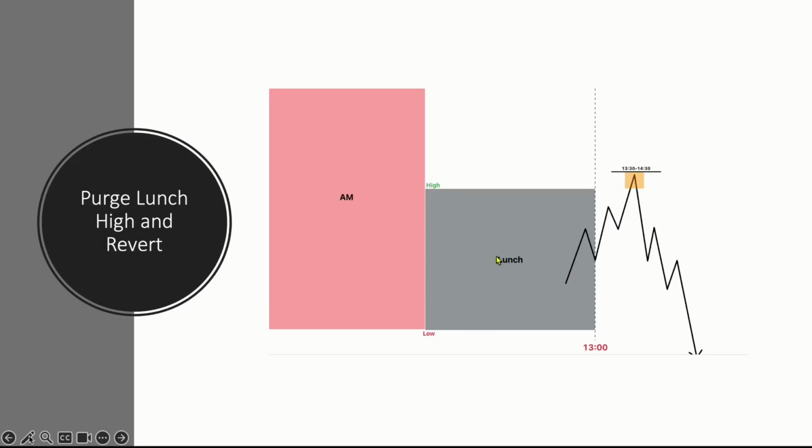All we are looking at currently is the relationship between the first PM cycle, which is the lunch cycle, and the second PM cycle, which is from 1 p.m. to 2:30 p.m. When that trades above the lunch high, we are looking for signs of a smart money reversal occurring above there if the higher time frame order flow is bearish.